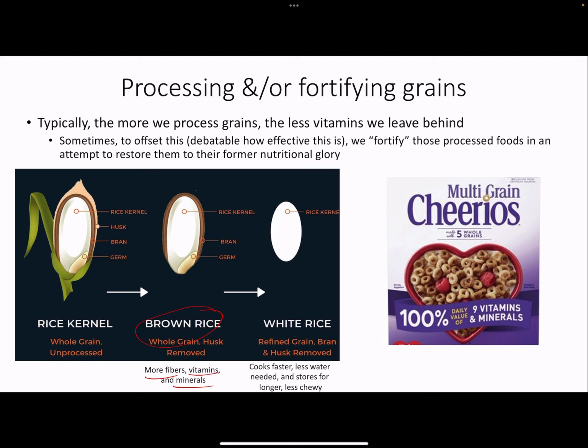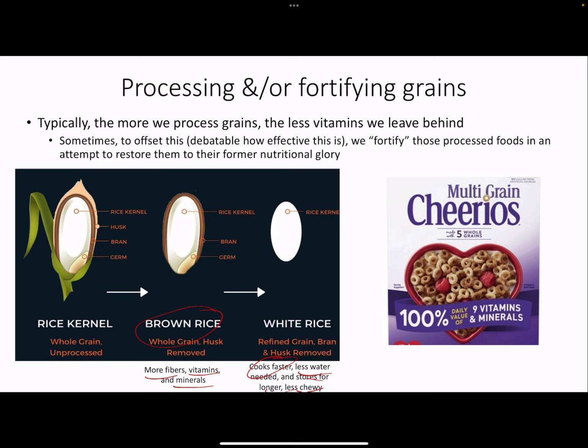But if you remove the bran and the husk, you're going to have less fiber, less vitamins, less minerals. That's why people say brown rice is healthier than white rice. Why would we even do this? Well, things cook faster, they need less water, they're easier to store, and some people like the taste because it's less chewy. So it's cheaper for companies to manufacture white rice than brown rice.